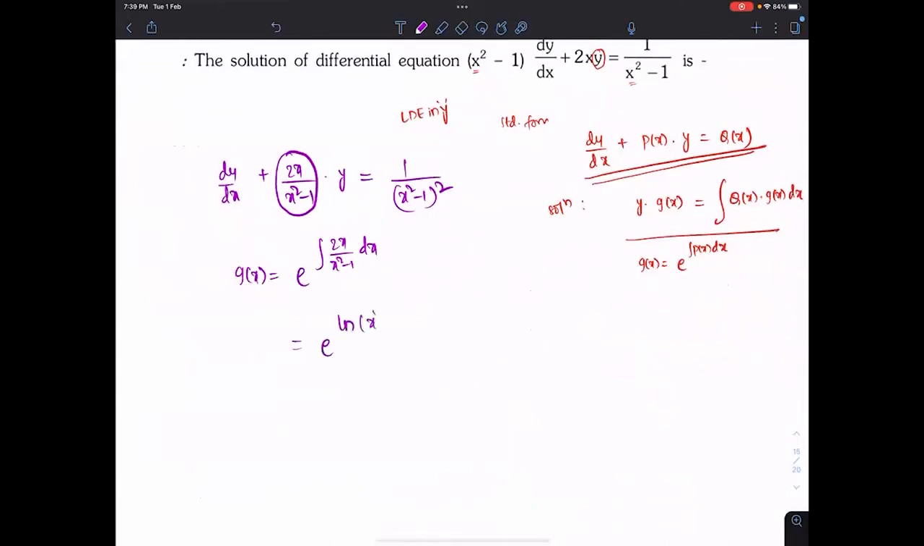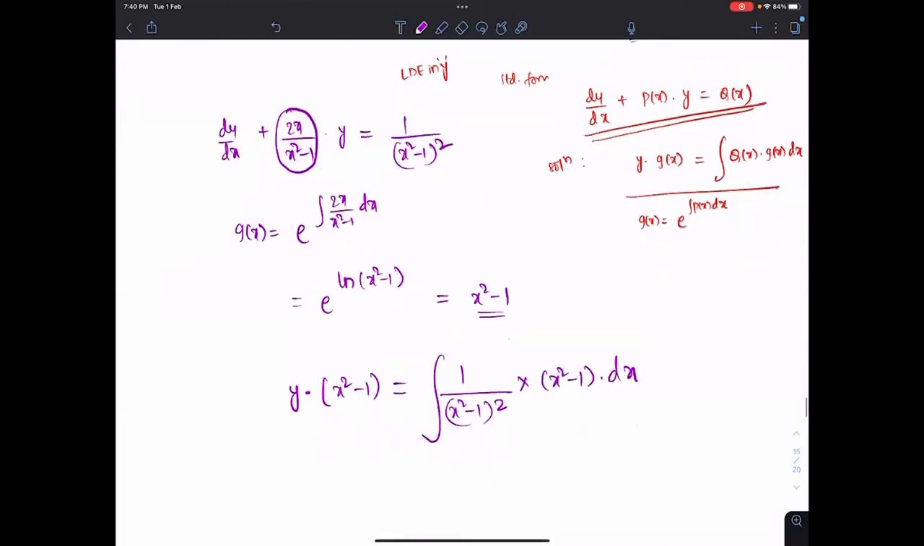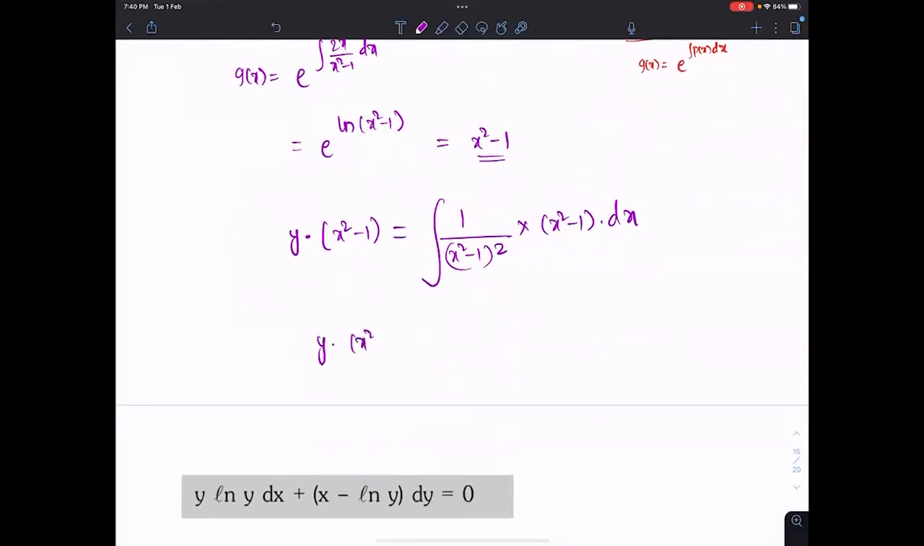ln of (x² - 1), because it is of the f dash by f form. So it will be x² - 1. Okay. So what is g of x, the integrating factor? x² - 1. So what will be the answer of this differential equation? y into the integrating factor, x² - 1, and what is there on the right hand side? 1/(x² - 1)², that into the integrating factor x² - 1, dx integration. That's all. So y into (x² - 1) is equal to the integral of dx/(x² - 1). This is the answer. This integration you can do, no? It is 1 by 2 ln, not direct integration only. No? Okay.